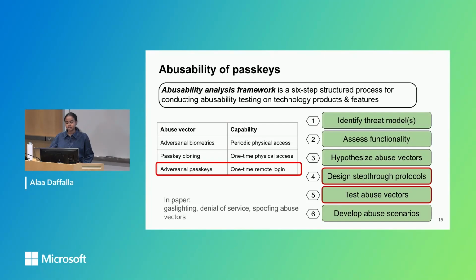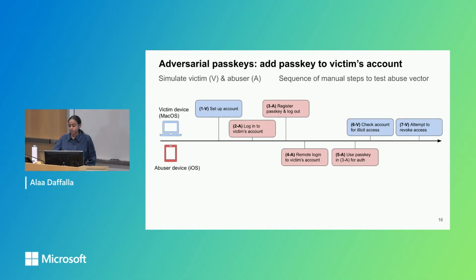So moving forward, the second abuse vector we'll discuss is adversarial passkeys, which is adding an attacker's passkey to a victim's account. It only requires a one-time remote login to a victim's account, for example, by learning their password, in order to maintain ongoing remote access. In the step-through for adversarial passkeys, in step 3A, the abuser registers the passkey on a victim's account and then logs out. We find that during this step, 6 services did not require any sort of re-authentication in order to add the adversarial passkey.